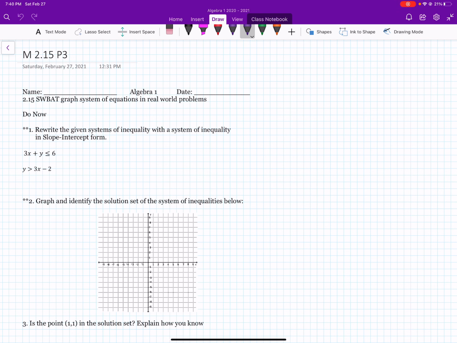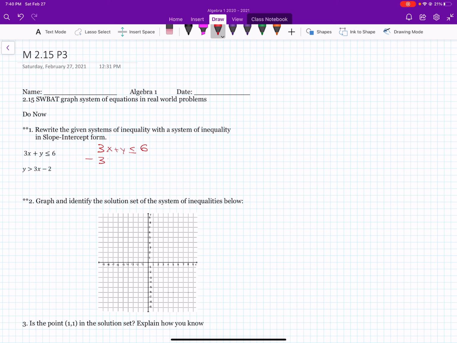Okay, good morning all. So this is going to be the do now review for the day. Rewrite the given system of inequalities as a system of inequalities in slope-intercept form. We have 3x plus y is less than or equal to 6, which is in standard form. So when I rewrite this, I need to isolate the y variable.